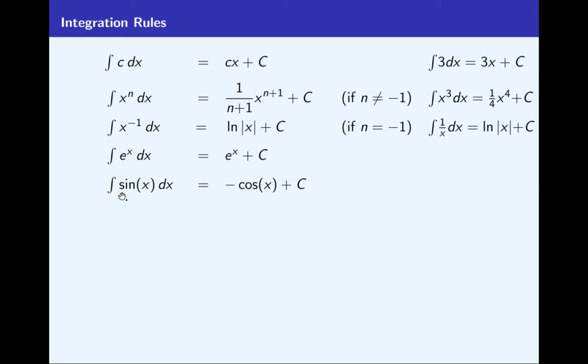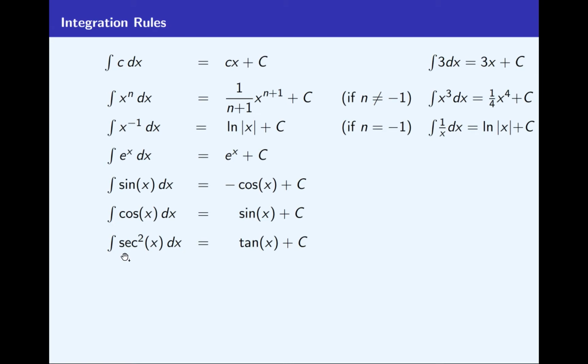Think of the integral of sine of x dx. That's a function whose derivative is sine of x. Maybe at first you want to say it's cosine x, but the derivative of cosine x is negative sine of x. So the answer here has to be negative cosine of x plus c, because its derivative equals sine of x. Likewise, we have an integration rule that says the integral of cosine x dx is sine of x plus c, because the derivative of sine of x plus c is cosine of x.